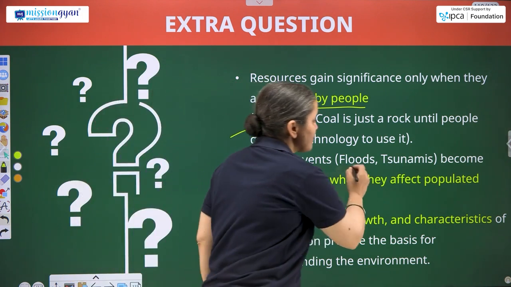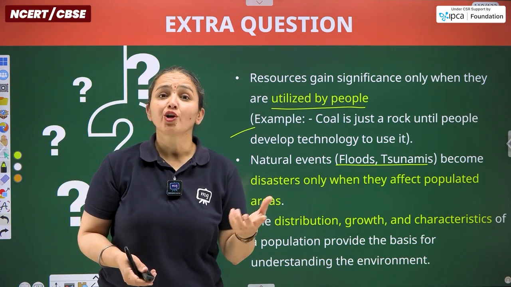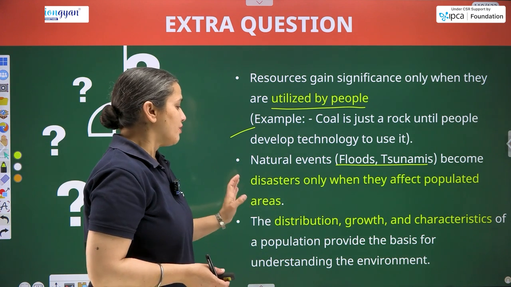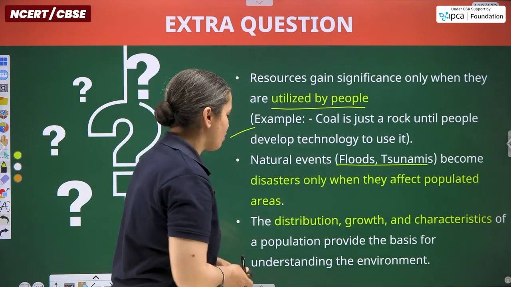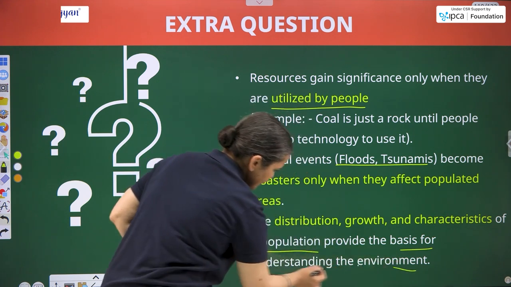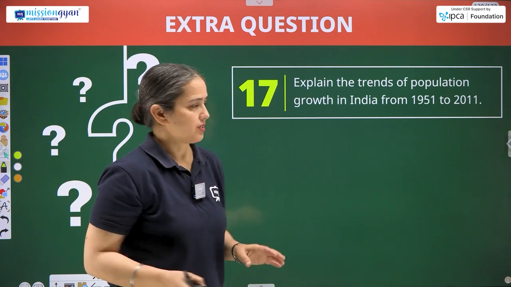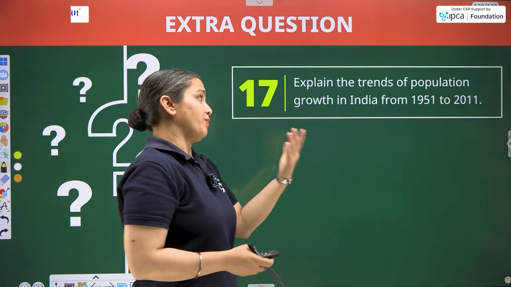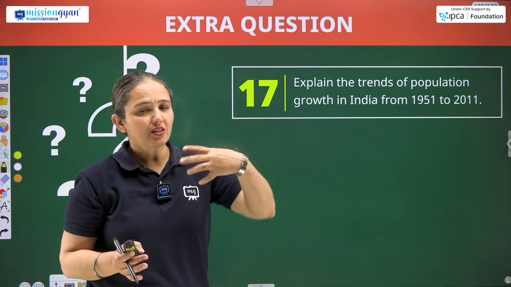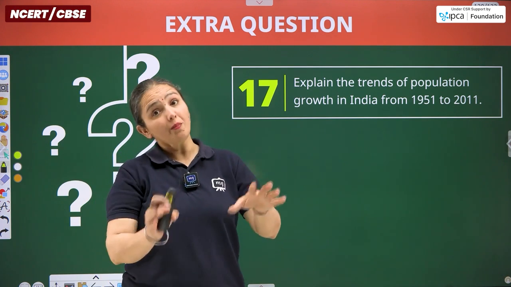Natural events, like floods and tsunamis, are considered natural events only as long as they do not affect human lives, the people residing in certain towns, cities and villages. The distribution, growth and characteristics of a population provide the basis for understanding the environment of any particular region all around us. Explain the trends of population growth, in what ratio, whether the birth rate is affecting growth, or whether the death rate is affecting, or migration is affecting.